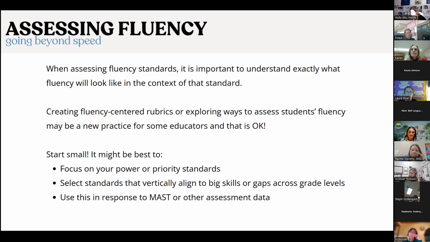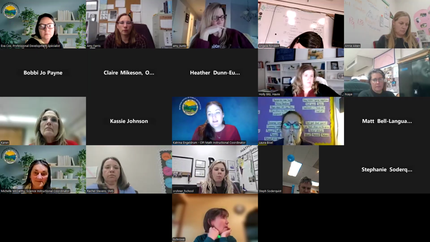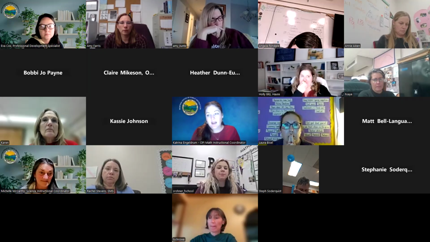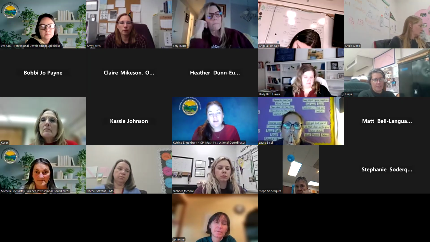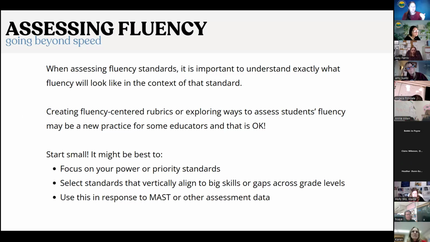But how do we actually determine whether they're fluent before we give them that MAST assessment or another assessment, right? How do we gauge their level of fluency? There's a few different ways you can do this. I think it's important to mention that it is really hard as a teacher to be looking specifically for that fluency piece every single time when there's also so much to do when we're assessing a standard.